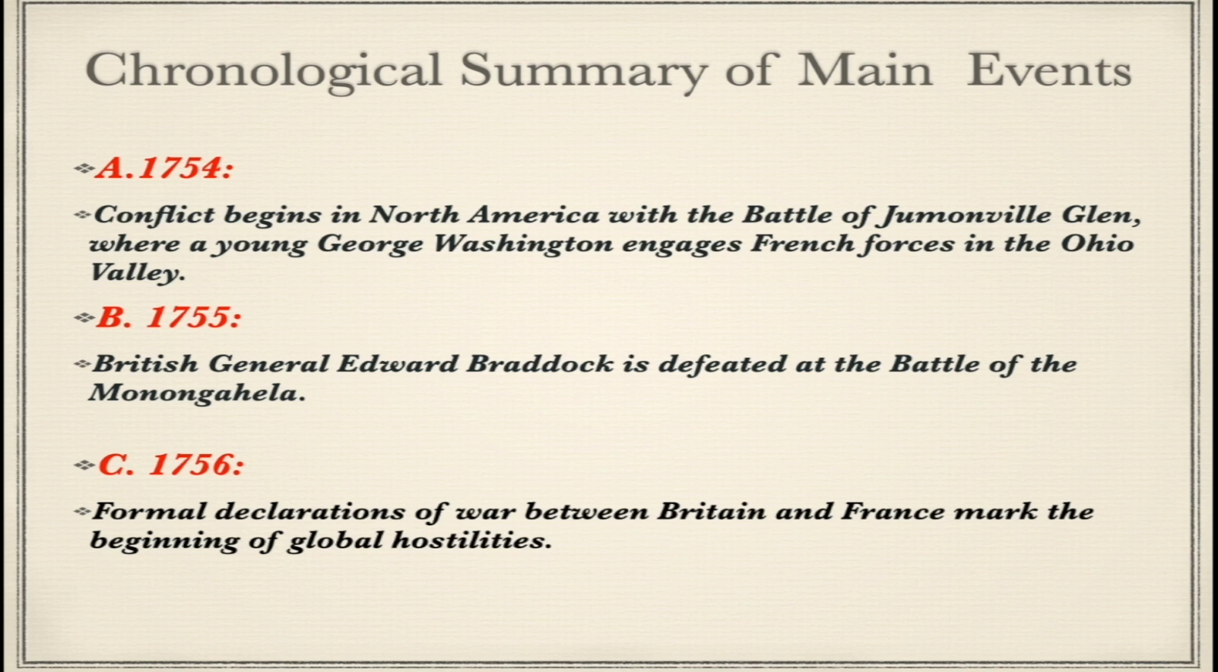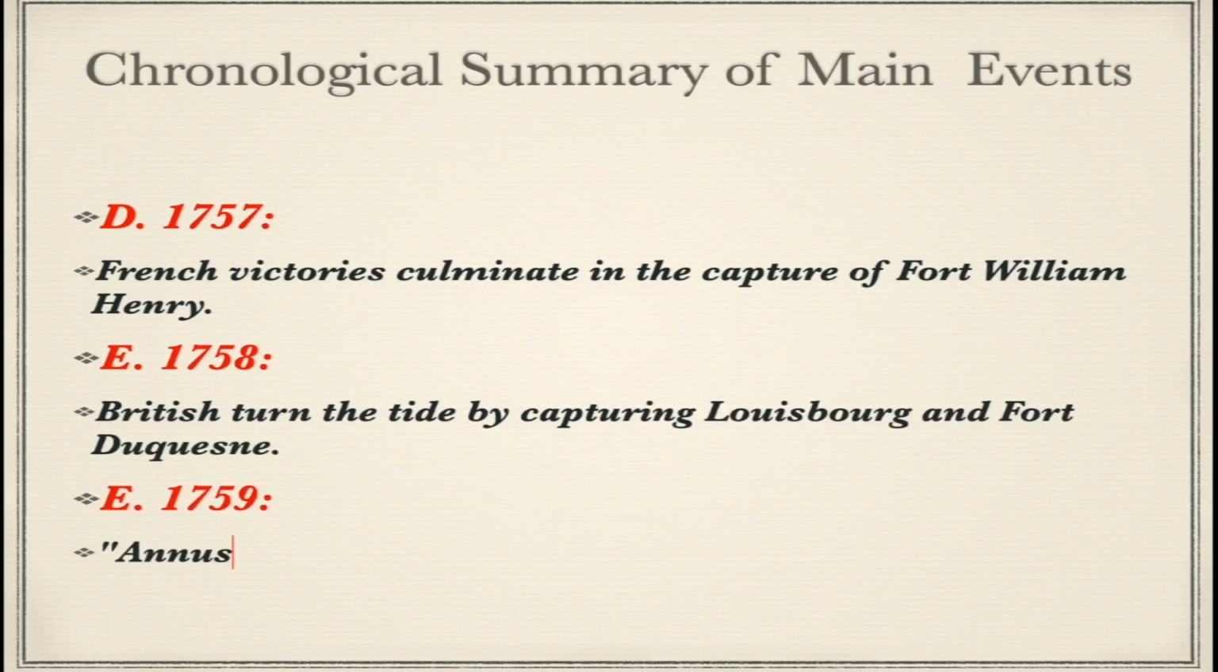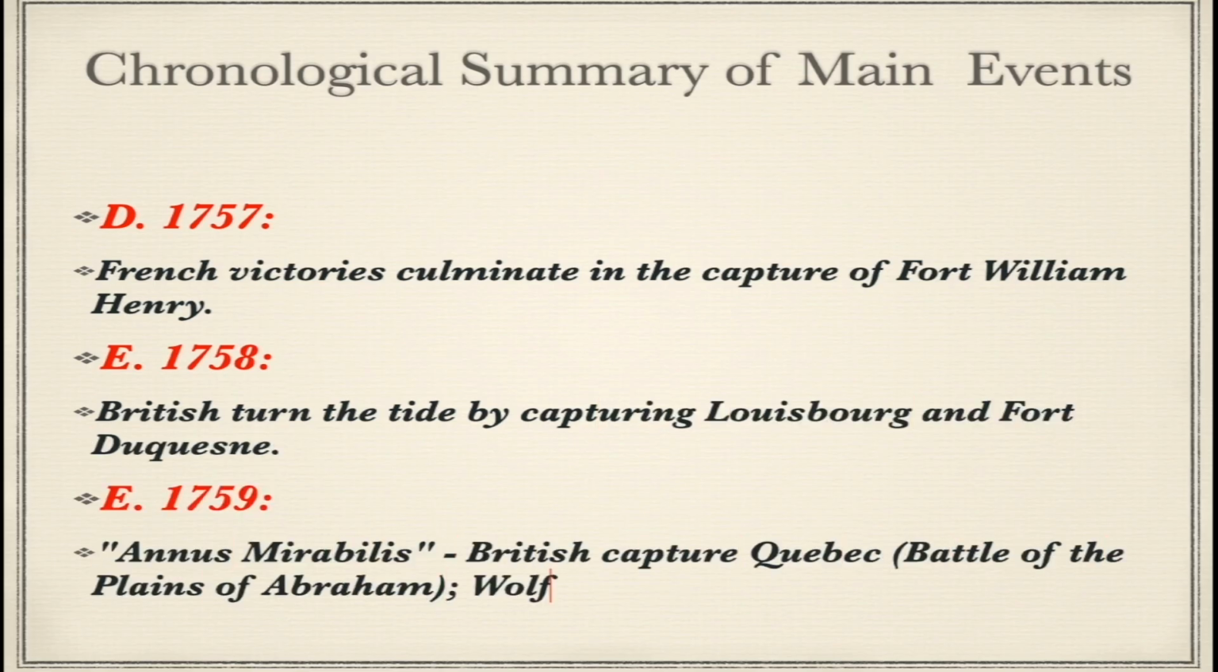C. 1756. Formal declarations of war between Britain and France mark the beginning of global hostilities. D. 1757. French victories culminate in the capture of Fort William Henry. E. 1758. The British turned the tide by capturing Louisbourg and Fort Duquesne.